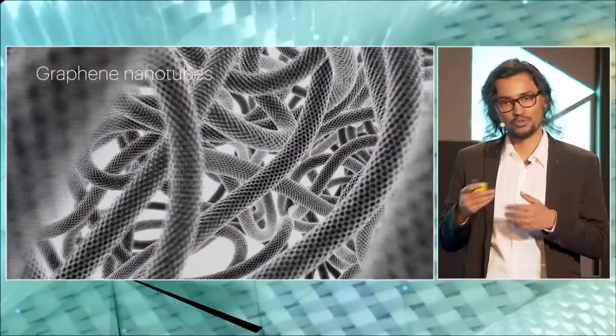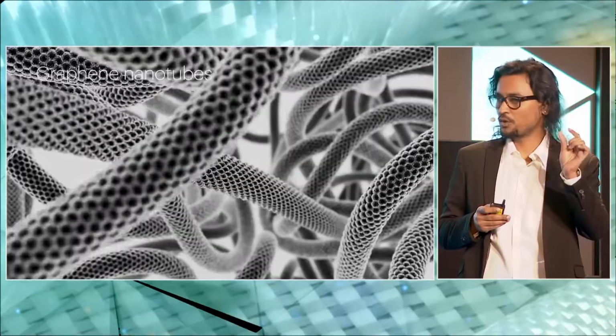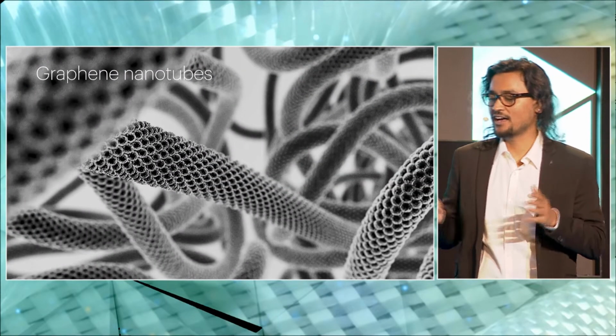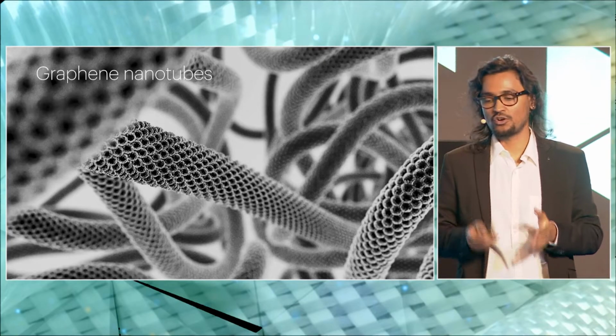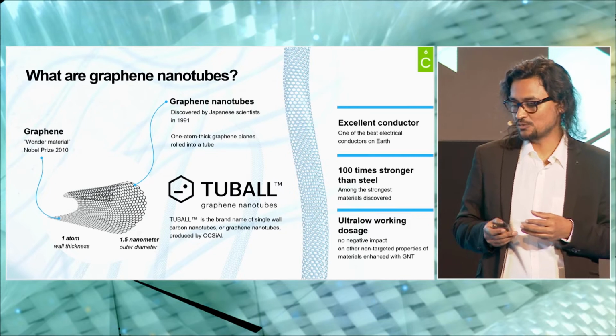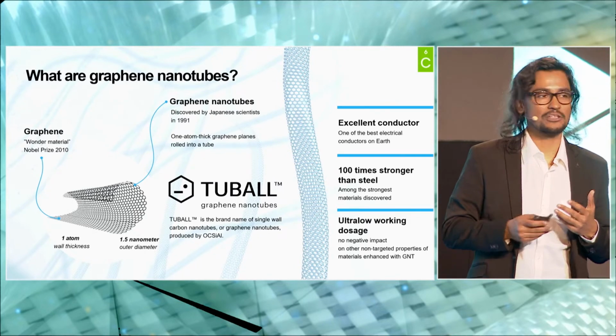So to start with the obvious question, what is a graphene tube? You take one atom thick sheet of carbon, just one atom thick, not two, not multiple, and you roll it into a tube of about 1.5 nanometer in diameter and 5 micron and higher in length. That is what you call graphene nanotubes. And these graphene nanotubes have some very interesting properties.